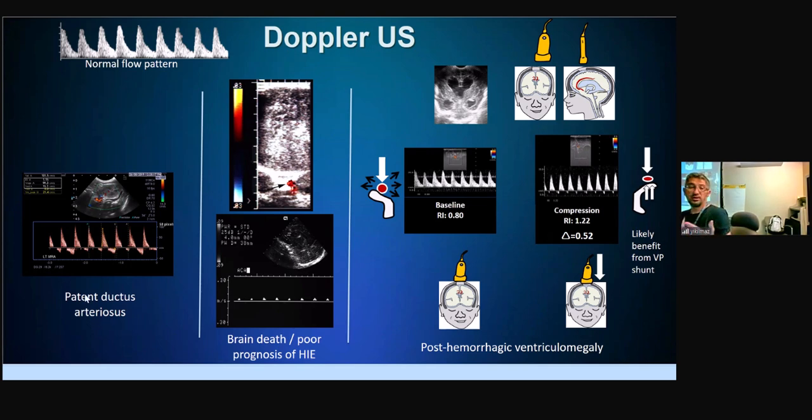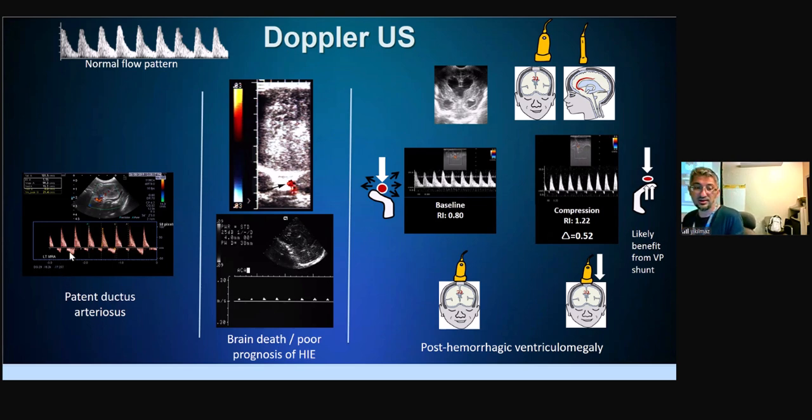Patent ductus arteriosus. Normally, the normal flow pattern is like that: a low resistance flow pattern, because you need flow in the brain, just like the kidneys. So this is the normal flow pattern. There's always flow into the brain during the systole and during the diastole. And here, when there is patent ductus arteriosus, there is reversed diastolic flow. During the diastole, the flow is reversed, so it is flowing away from the brain. We don't see that normally.